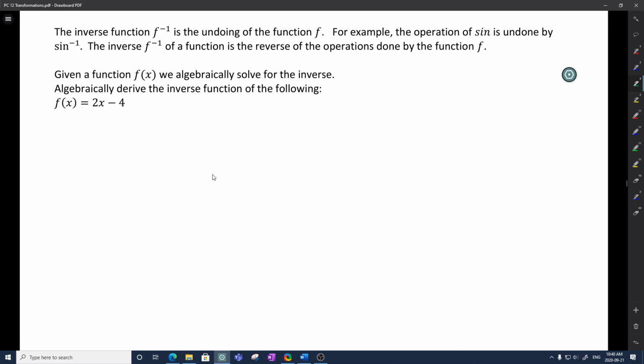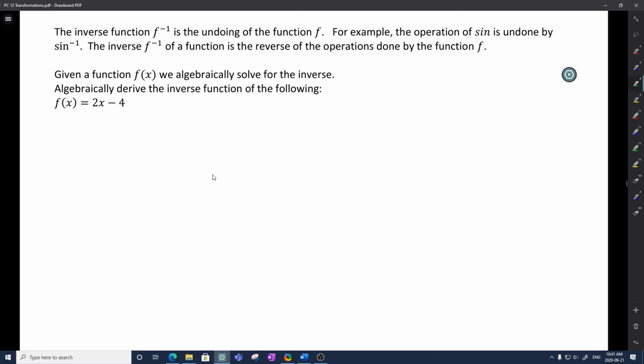Okay. So we've done with the graphing component of inverse relations. And I know that this is nitpicking. But the inverse function, f inverse, is an undoing of the function f. For example, the operation sine can be undone by inverse sine. The f inverse of a function is the reverse of operations done to the function f. So given a function f, we can algebraically solve for the inverse. So previously we've done graphing. Now what we're going to do is the algebra component of the graphing.